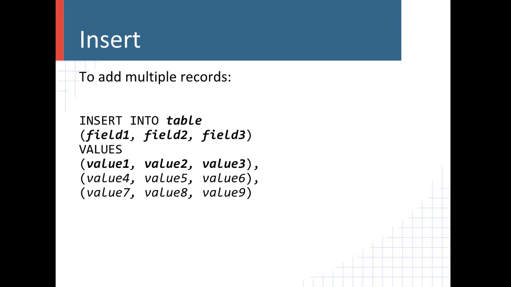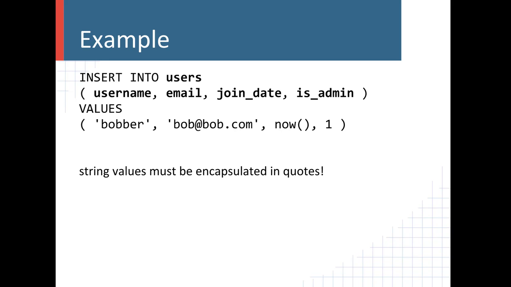So field 1, value 1, 4, and 7 must go into field 1. Value 2, 5, and 8 must go into field 2. Value 3, 6, 9 must go into field 3. And so forth. They must match up, and this is true even for the non-multiple records. So here is an actual example.